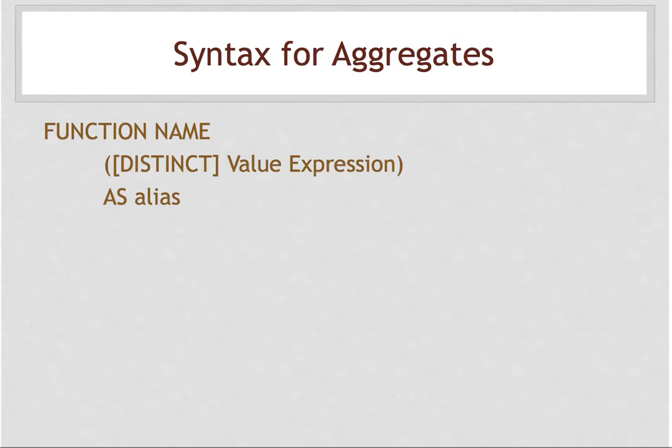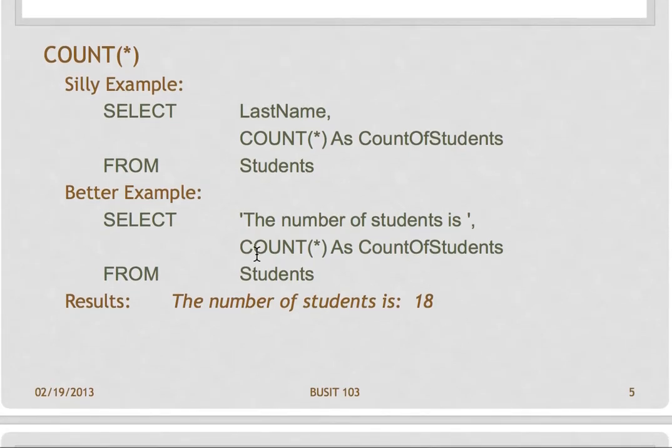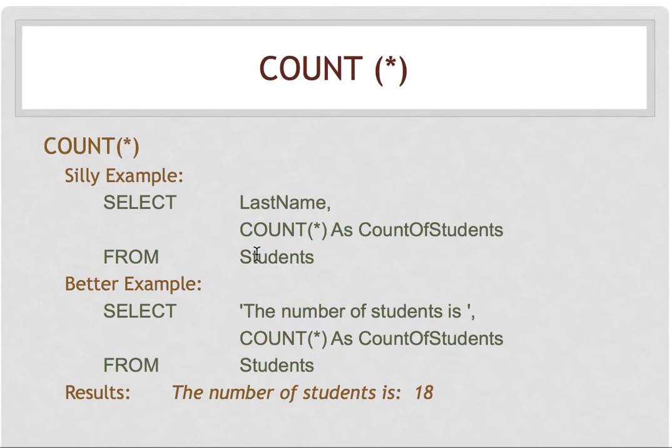We will start with the count all column function. What's the count all? It's the asterisk in parentheses, and what it does is retrieve all columns in the row that are selected, and then return a count of the number of rows.